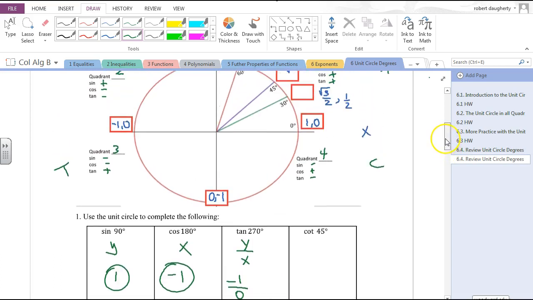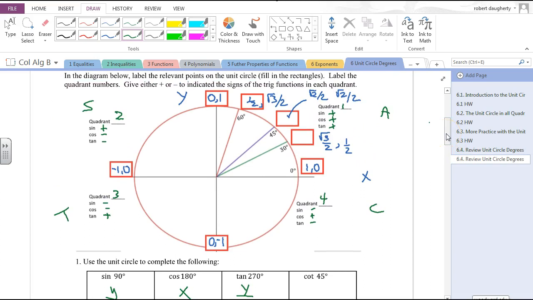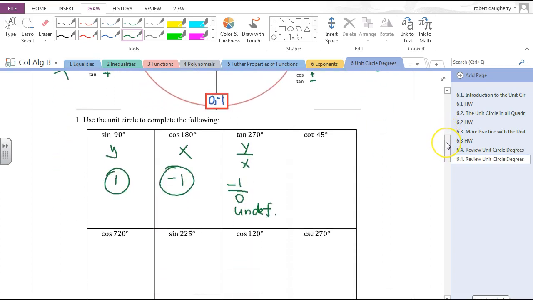Cotangent of 45. Look at 45 degrees. Your x coordinate is square root of 2 over 2, and your y coordinate is square root of 2 over 2. Remember, if tangent is y over x, cotangent is x over y. So it's square root of 2 over 2 divided by square root of 2 over 2. That is simply 1.